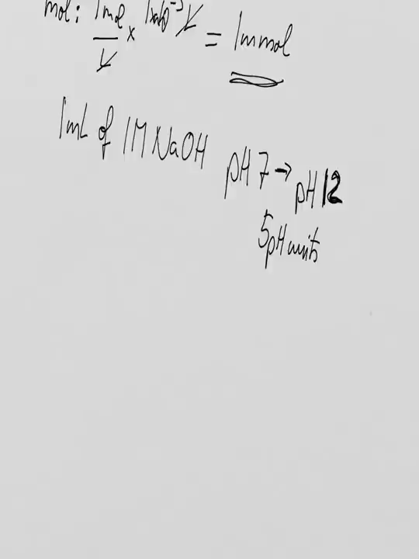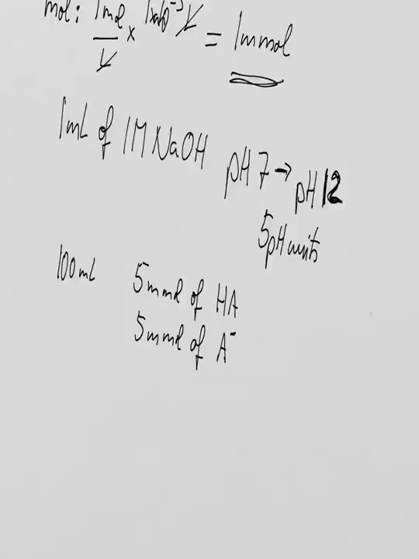How would our buffer change? Remember, we had 100 milliliter. We had 5 millimole of the acid. We had 5 millimole of the base originally. What happens if we add to this 1 millimole of OH minus, because that is what makes it. Oshani says we now get 4 millimole HA.